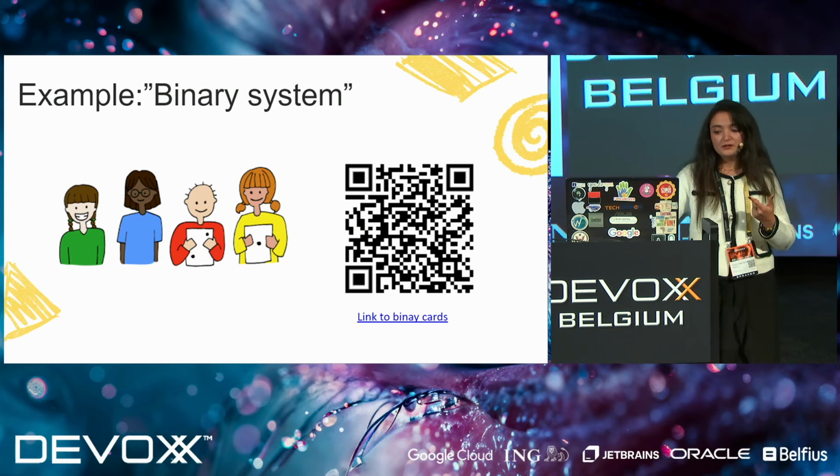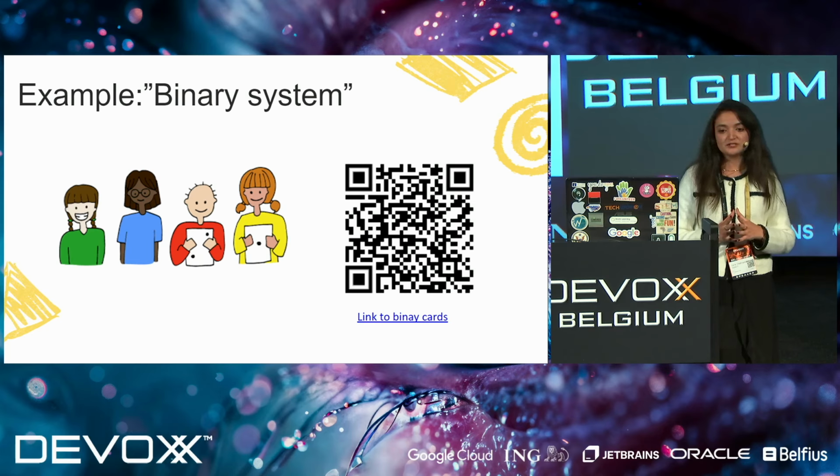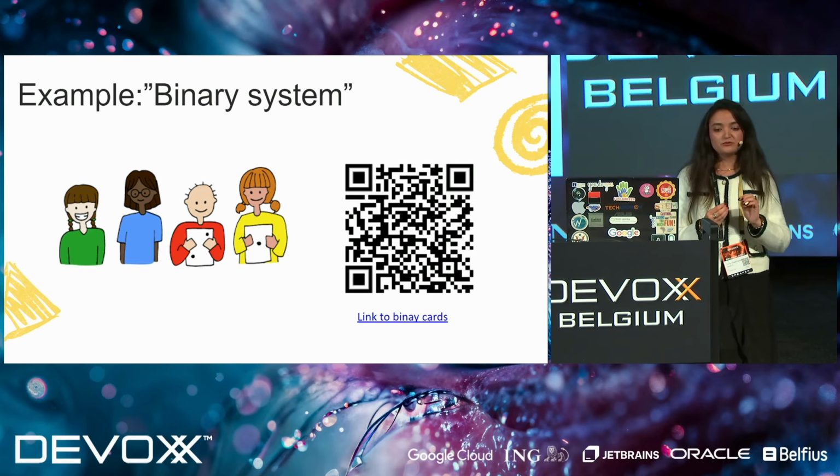You can also make them print out the cards, make them hold the cards and turn them whenever the light's on or off. And if you don't like unplugged activities and you want it to be fully digital, you can also use this cool tool where you get all the cards digitally and you can turn them on and off just by clicking. Afterwards, you're going to give them some examples. For example, ask them to write the binary code of their age, date of birth, any numbers they want, and then send them to their colleagues so they can translate to digital and so on.